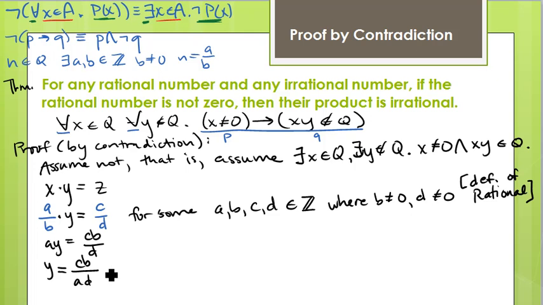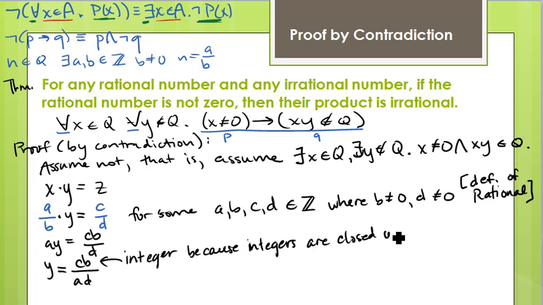Now, here's something. So we know that this numerator is an integer because integers are closed under multiplication. And we also know that this denominator is an integer because integers are closed under multiplication. So we have here the ratio of two integers. So this is starting to look very close to our definition of what a rational number is. So we're getting close here to showing that y is rational.